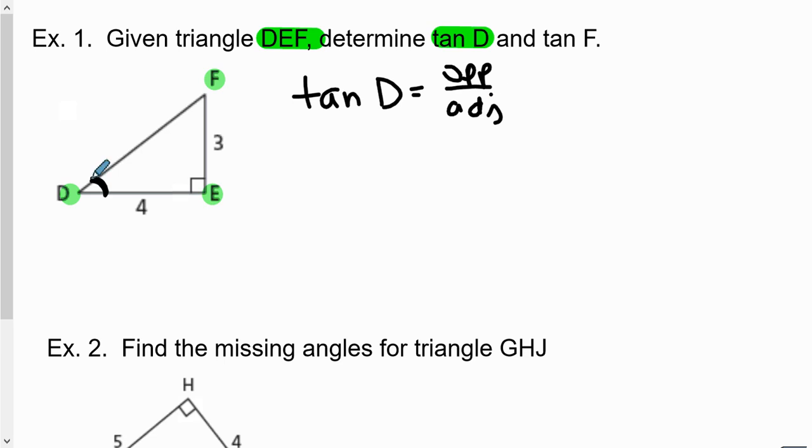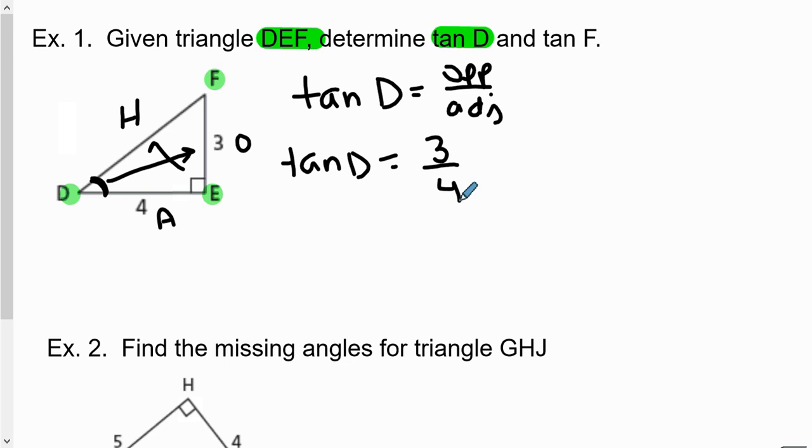From angle D, I want to make sure I'm labeling. From this angle here, this side length 3 is that opposite length because it's on the opposite side of the triangle. And this side length 4 is the adjacent, because this last length here between D and F, this has to be my hypotenuse because it's across from that right angle. So then I just make sure I substitute the right sides into the right points. So the tangent ratio of angle D is 3/4.